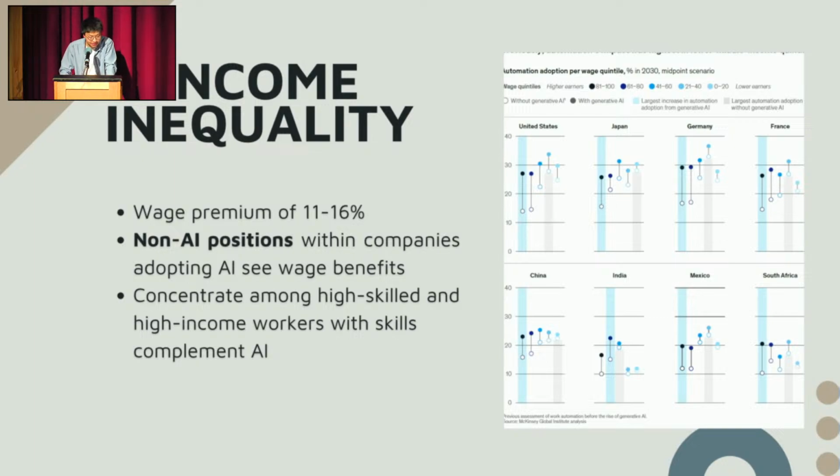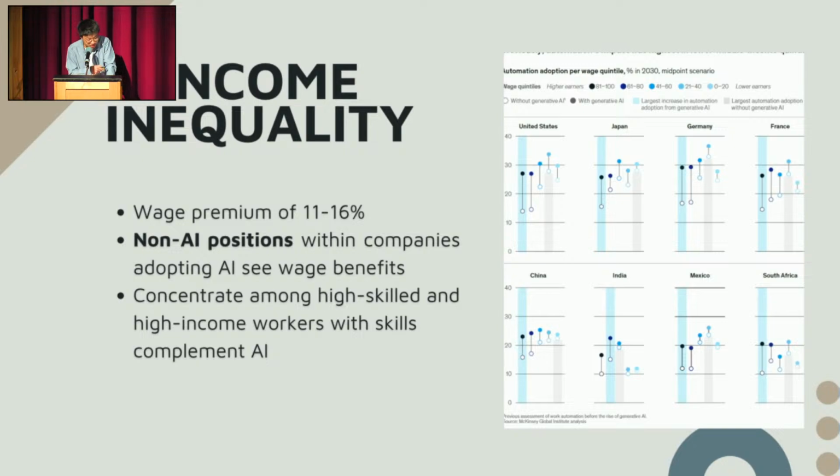Positions requiring AI skills are commanding a wage premium of 11 to 16%, with the highest premiums in management roles. And to my surprise, even non-AI positions within companies adopting AI see wage benefits, suggesting a productivity increase with AI adoption. And of course, these benefits concentrate among those high-skilled and high-income workers with skills complementary to AI, while other workers may be facing potentially reduced income or unemployment.